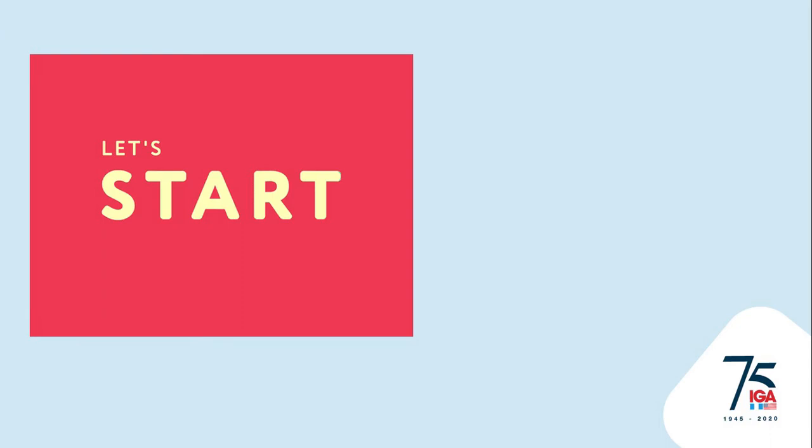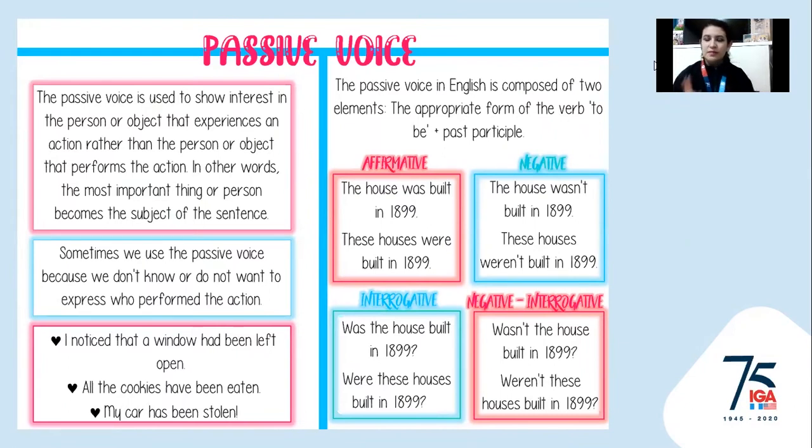In the class of today, we're going to talk about two different passives, okay? But first, let's remember a little bit what our passive voice is and why we use it, okay? As you can see here on your screen, the passive voice is used to show interest in the person or object that experiences an action, rather than the person or object that performs the action. In other words, the most important thing or person becomes the subject of the sentence. Sometimes we use the passive voice because we don't know or don't want to express who performed the action, or it is not important as well, okay?